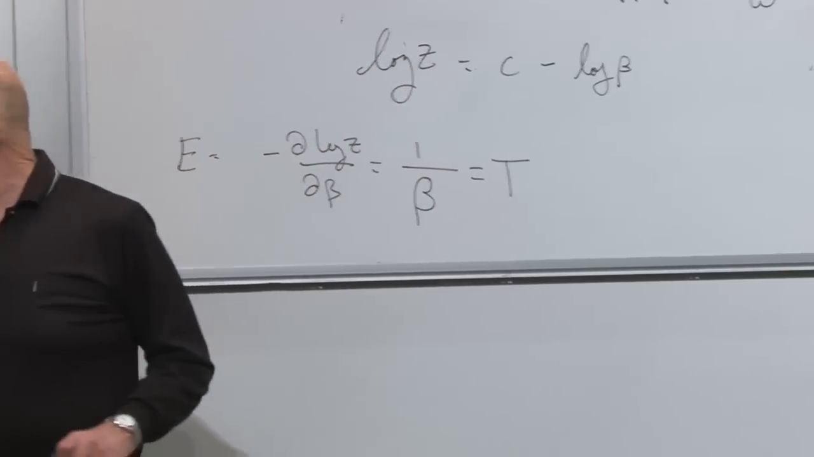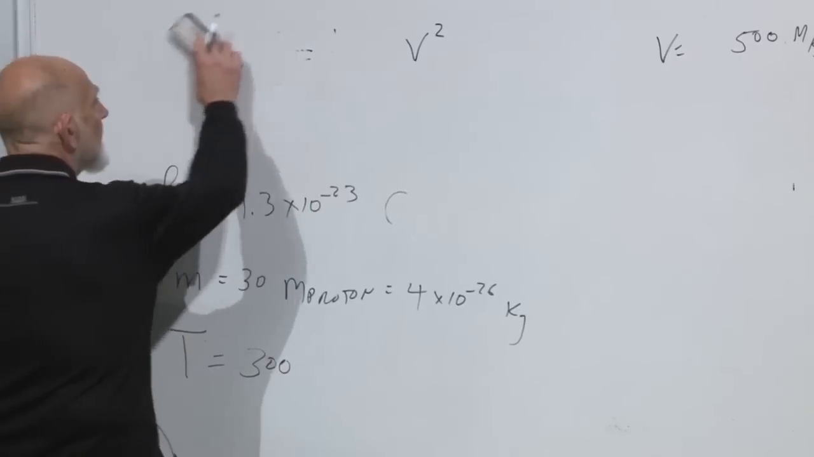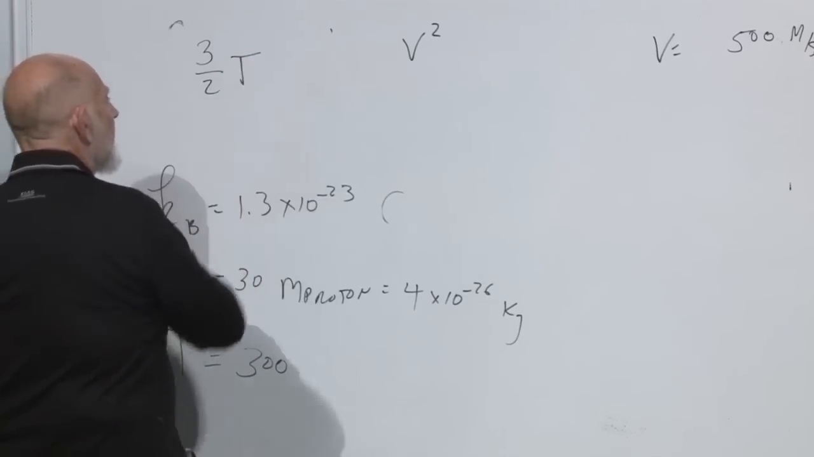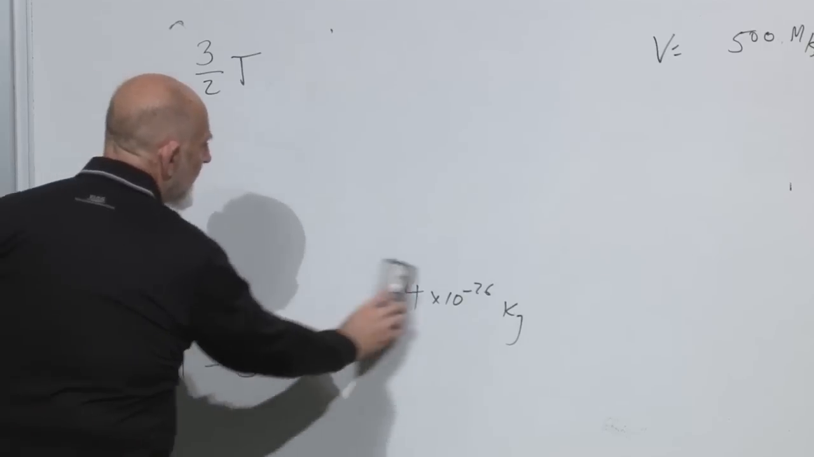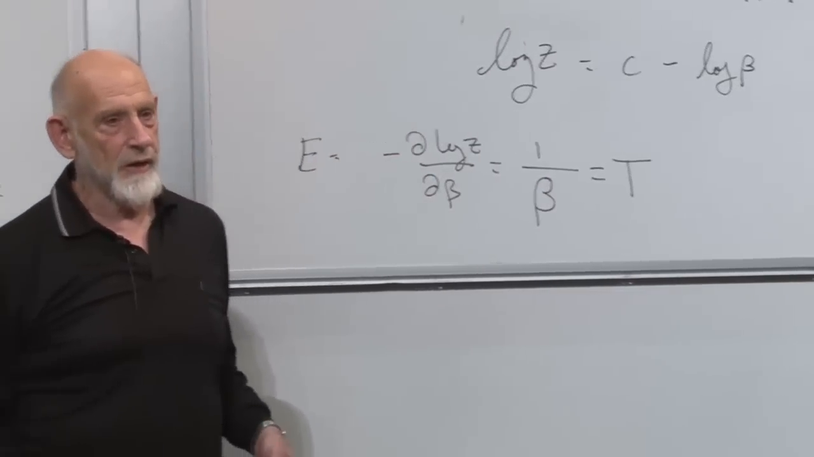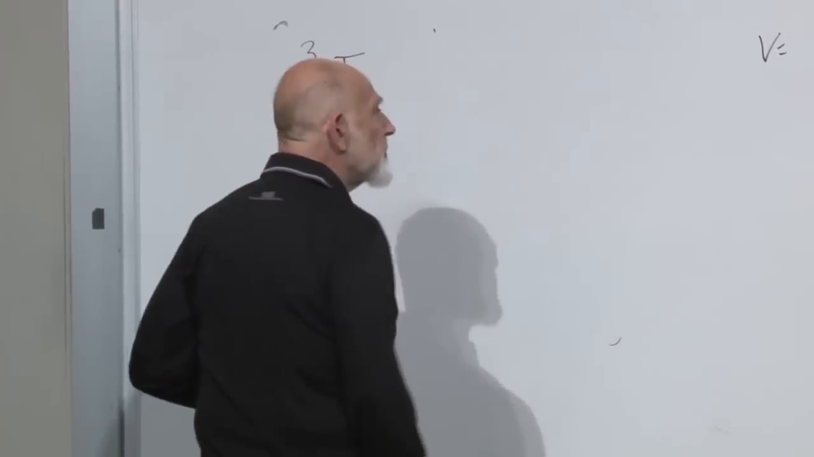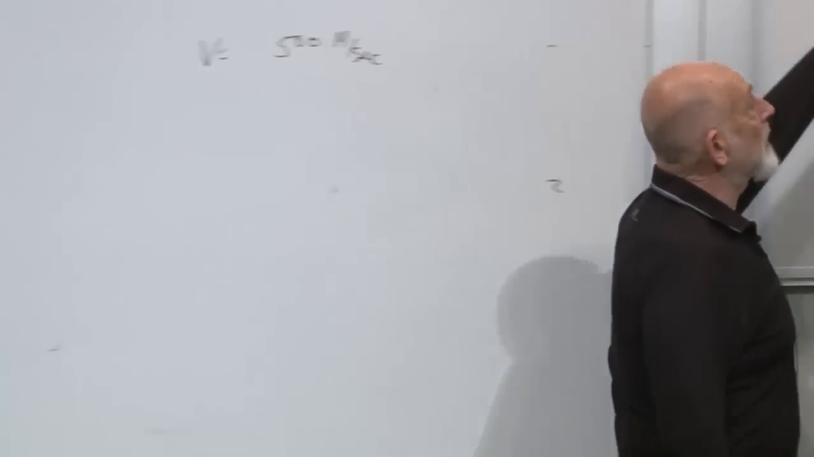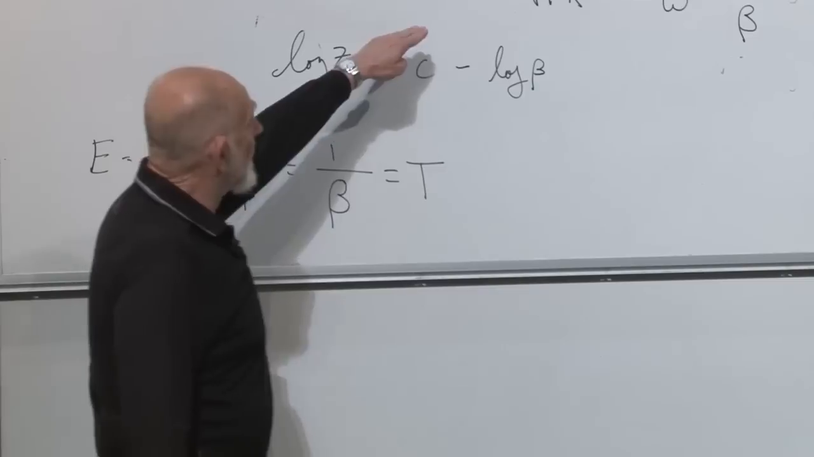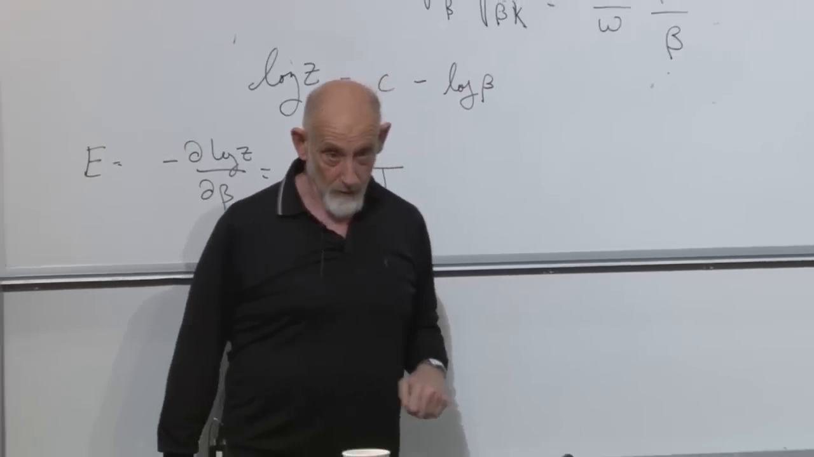Okay. Not so different than the 3 halves kT. Well, let's just write 3 halves T for the particle in the gas. Now, the first thing is, why no 3? Well, because this is just a one-dimensional oscillator oscillating along an axis. So there's no 3. But what happened to the 2 down here? Why wasn't it 1 half? And the reason is because there were 2 integrals, each of which gave us a 1 half log beta. The first integral here gave us a 1 over square root of beta. The second one also gave us a 1 over square root of beta.